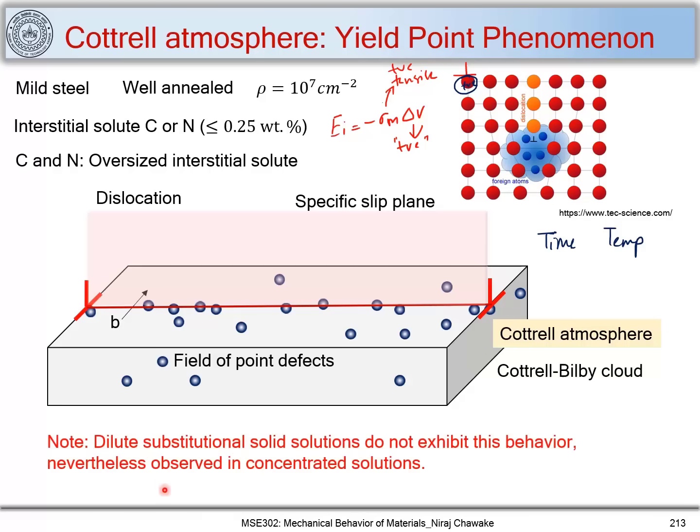Mind you, we will not see this kind of formation of Cottrell atmosphere in case of dilute substitution solid solutions. Now let's look at the effect of Cottrell atmosphere and its implication in forming yield point phenomena in case of mild steel.